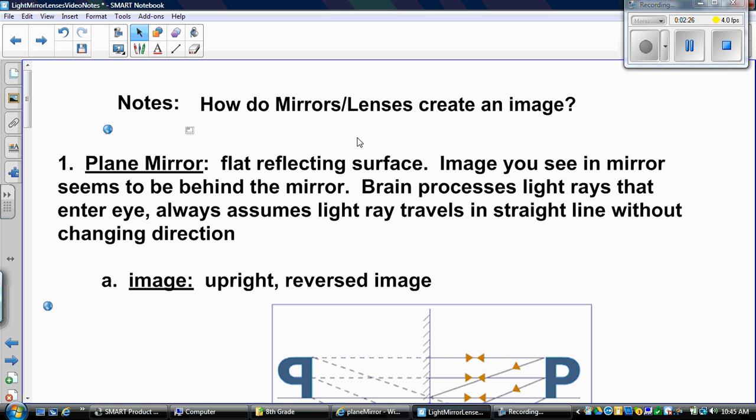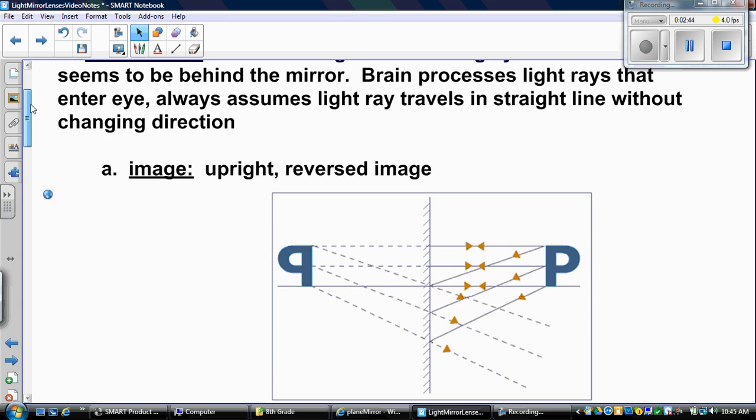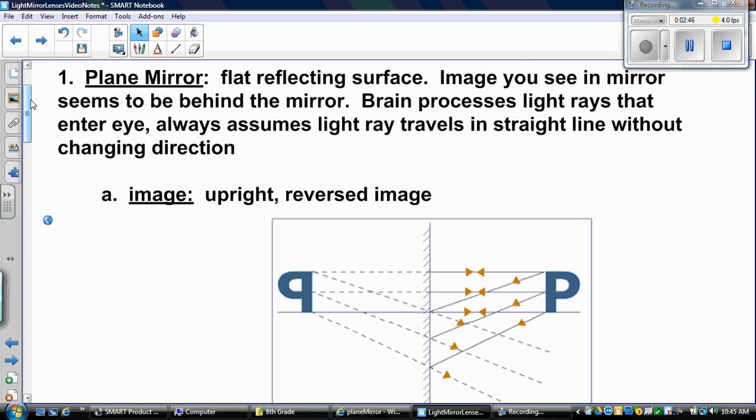Okay, so remember a plane mirror is a flat reflecting surface. The image you see in the mirror seems to be behind the mirror. That's because your brain processes the light rays that enter the eye. They always assume the light rays travel in a straight line without changing direction. So the image is upright and it's reversed, just what I showed you.